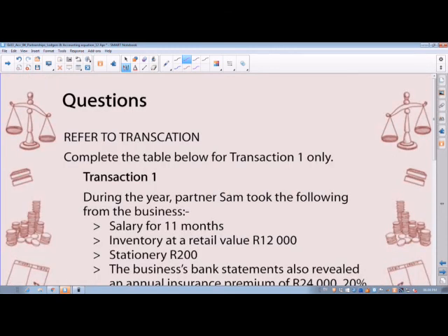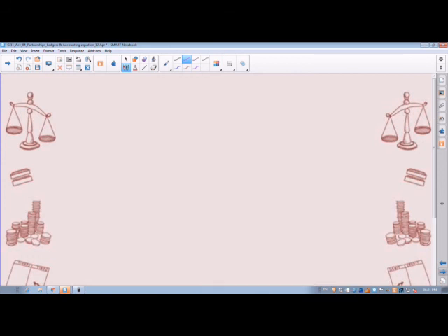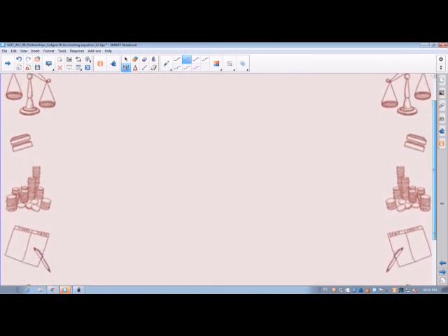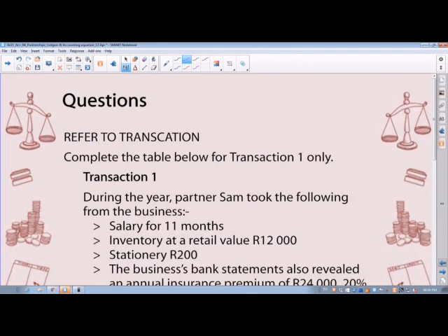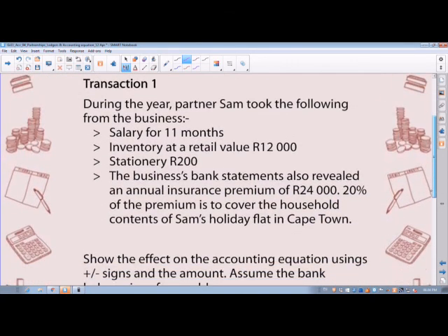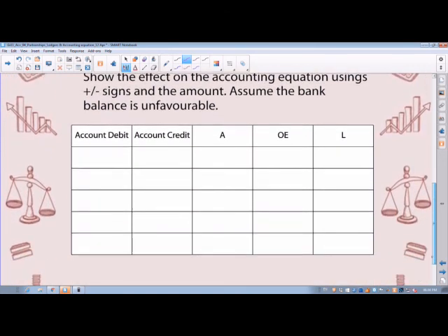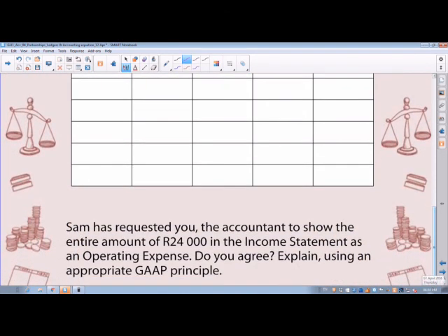So we probably won't have time for this question, so let's go to the very last question and let's see whether we will have time. We should have time to complete the last question. Right, Sam has requested you, the accountant, to show the entire amount of 24,000 in the income statement as an operating expense. Do you agree? Explain using the appropriate GAAP principle.